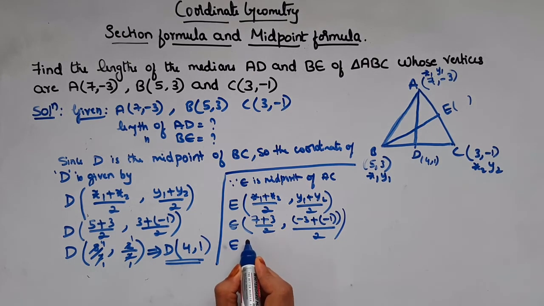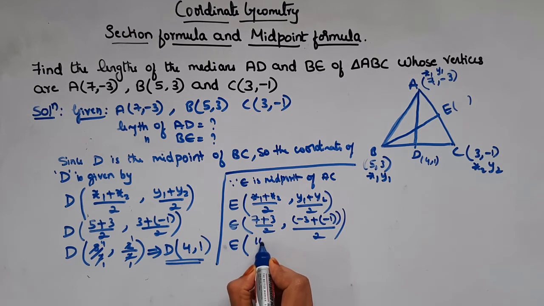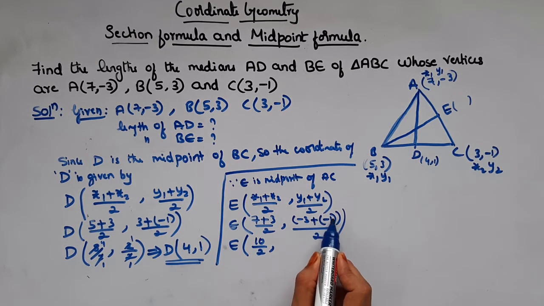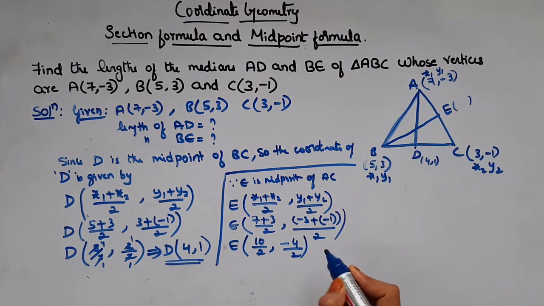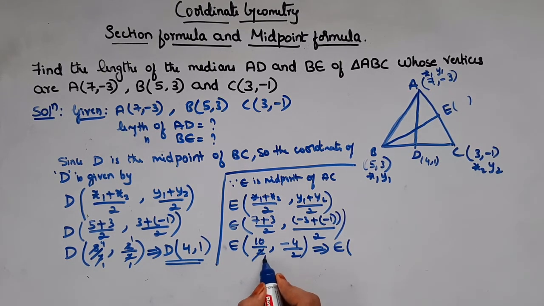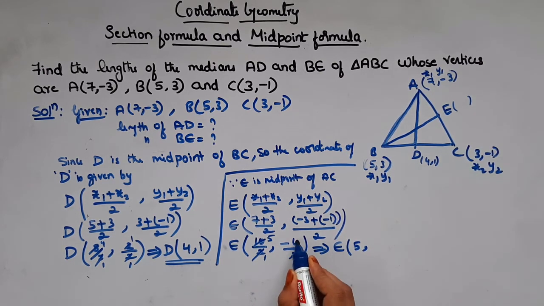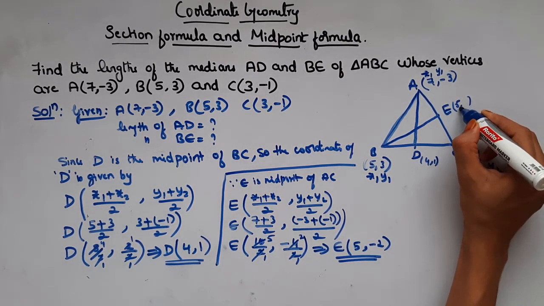The coordinates of point E are (7 plus 3, that is 10 by 2, comma -3 plus -1 is -4 by 2). 2 fives are 10, so 5, comma, 2 twos are 4, so -2. Therefore the coordinates of point E are (5, -2).